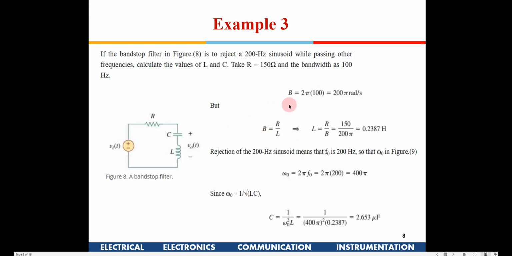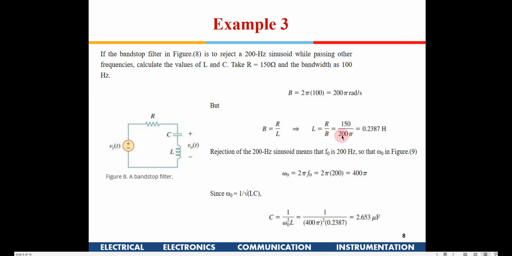Again, there are standard formulas. These are common to most of the circuits. So the bandwidth is given by R divided by L. You substitute the values if you have to get the value of L; in this particular case R is given and the bandwidth is given. So you substitute the values of R and bandwidth. When you put R and L, it has to be omega out here, so that's why 2 pi is put here.